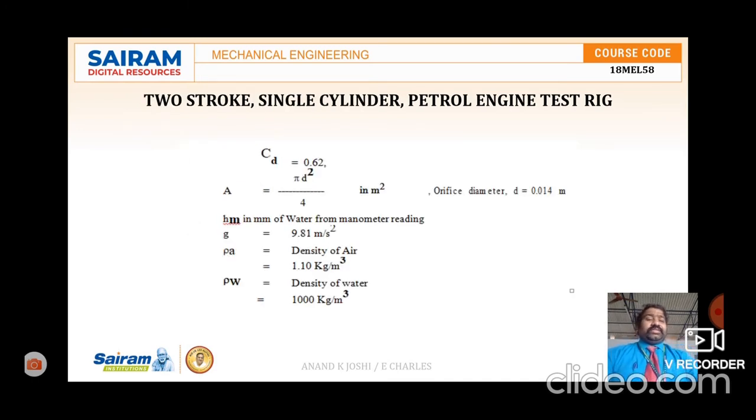And CD of that orifice is given already, a constant 0.62, and the area of the orifice is pi by 4 d square, where the diameter of the orifice is given, that is 0.0014 meter. These are some specifications, and g is given for gravitational acceleration as 9.81 meter per second square, and the densities of the air and the water are given as 1.10 and 1000 respectively.